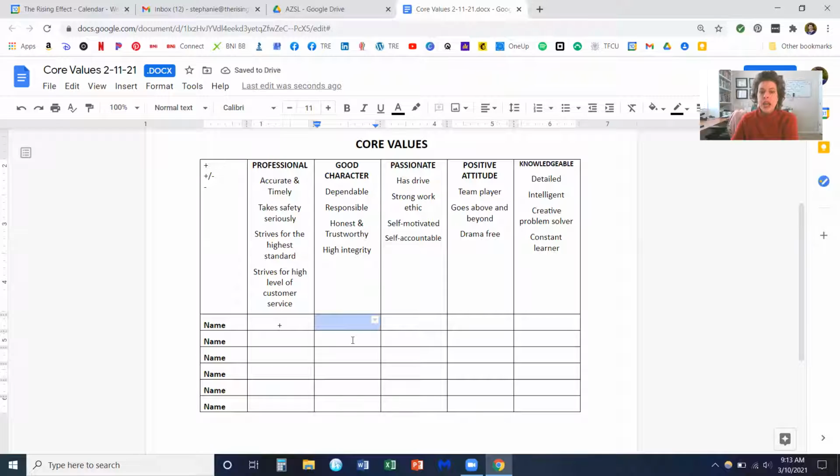Now, let's say under good character, they're pretty responsible, they're honest, they're not always very dependable. Maybe they don't always see things through, and they might cut some corners. So they kind of meet the criteria, but there's some inconsistency there, and there's definitely some room for improvement. You would give them a plus minus on that one. Then if you came over here to passionate, whether they have drive, they have a strong work ethic, self-motivated, self-accountable. Let's say they consistently don't demonstrate these qualities, and that's something that's really important for an employee to possess if they work for you. Then you give them a minus, okay?